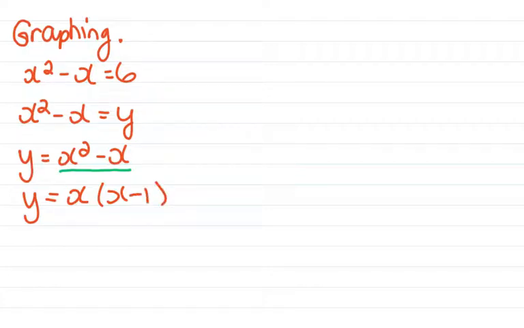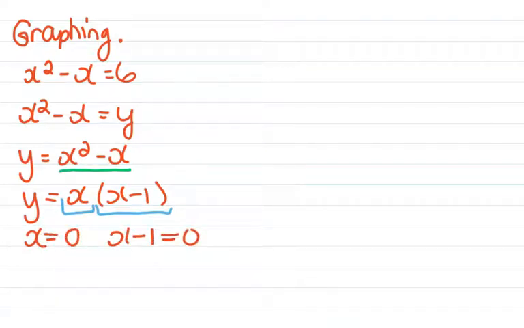Now I have two sections to my equation. So in order to find the zeros, I would set each section equal to 0. So x equals 0 and x minus 1 equals 0. So the first zero is 0, and the second one I would add 1 to both sides, so x equals 1. So those are my zeros, 0 and 1. Then in order to get a little more information so I can graph this more accurately, I would find the axis of symmetry and then plug that into the equation to find the vertex.